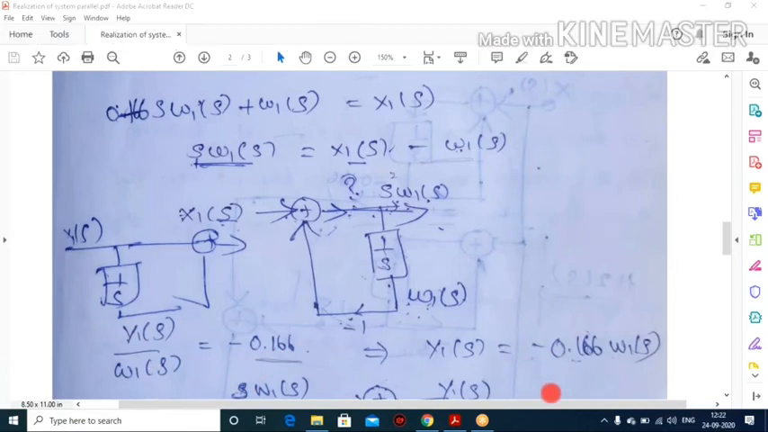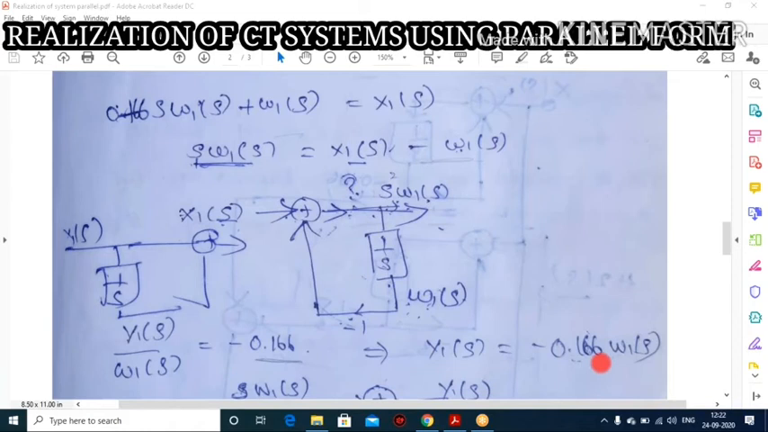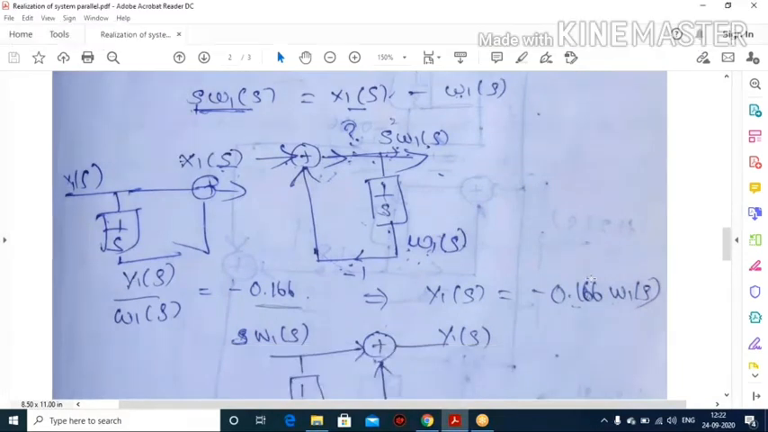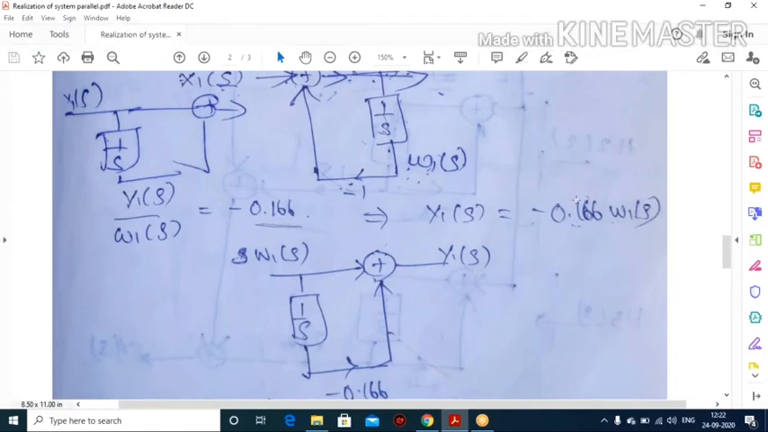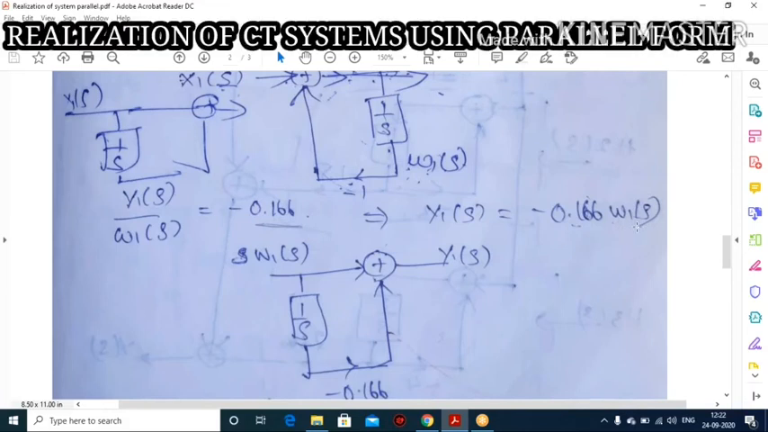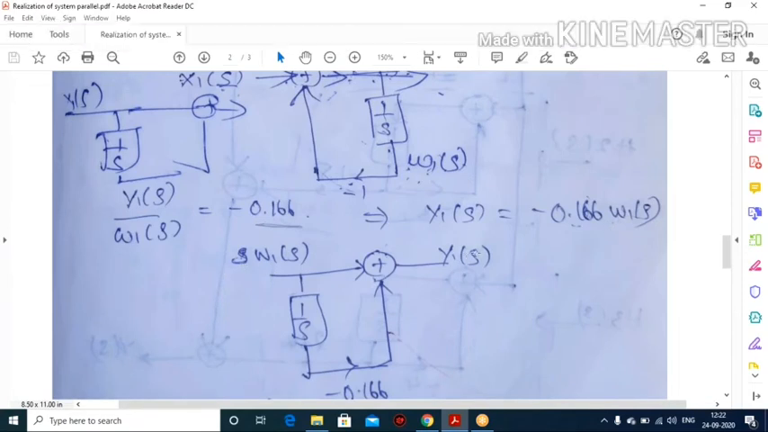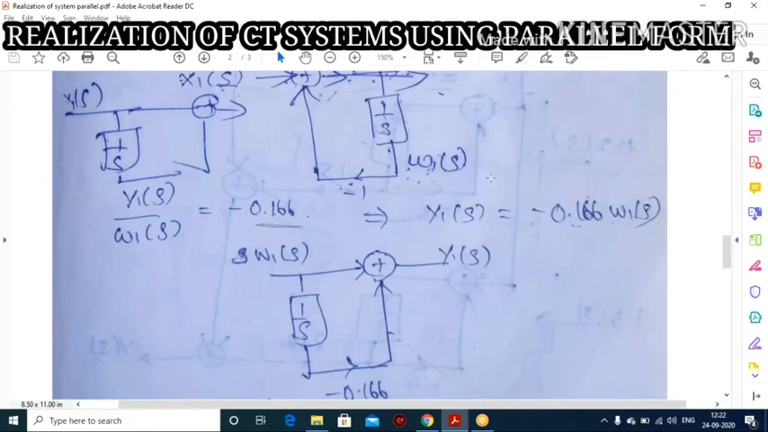Now you realize this block. First, Y1 of s output is minus 0.166 s into W1 of s, right? First I draw one single straight line. Here you find out the input and output. In this question the input is W1 of s and the output is Y1 of s. So I draw a single straight line. The first input portion is s into W1 of s, isn't it? So what do you get here? Y1 of s is equal to minus 0.166 into W1 of s.